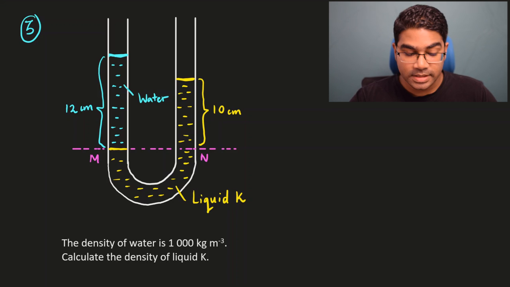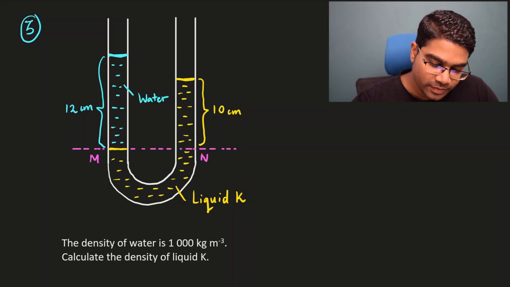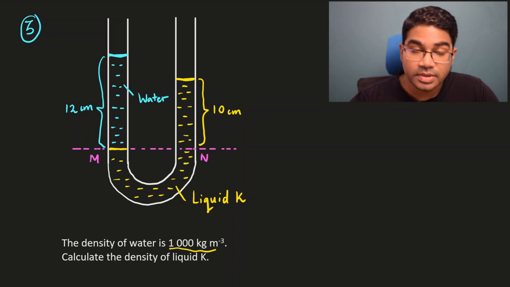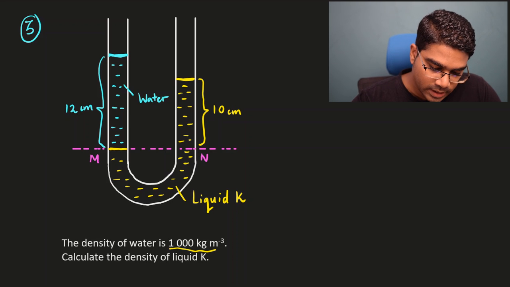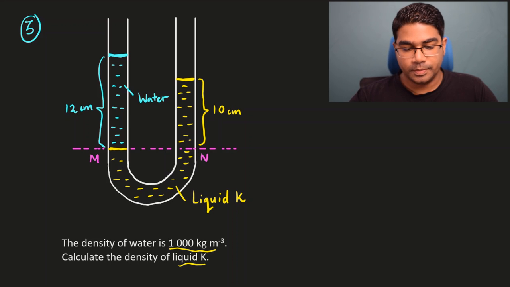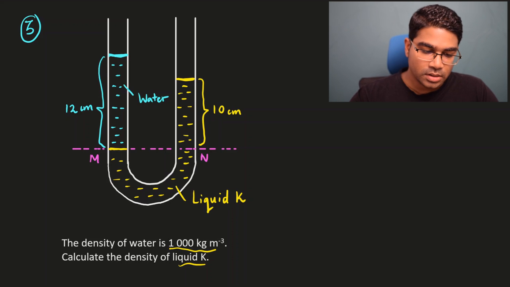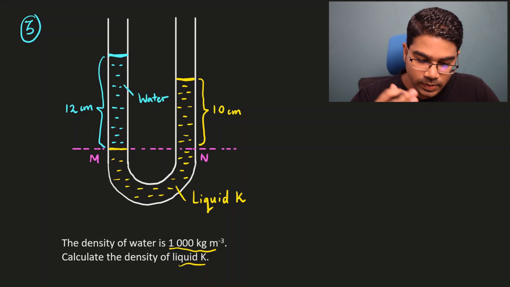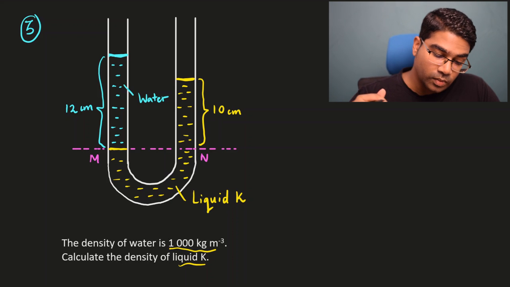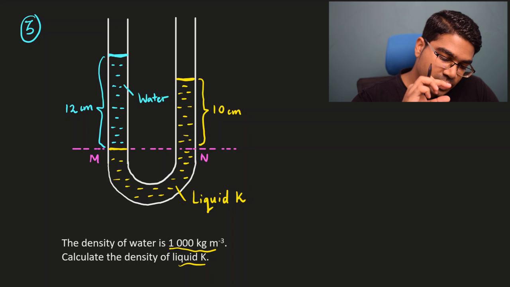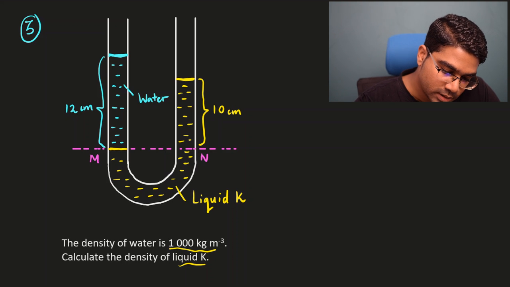Let's move on to pressure in liquids. So this is a manometer. The density of water is 1000 kilograms per meter cube. Calculate the density of liquid K. So here we're going to use the concept of pressure in liquids. So what we have here is a manometer. We have liquid K, and then we have water on one side, and then we have a level where there is a phase boundary between water and liquid K.